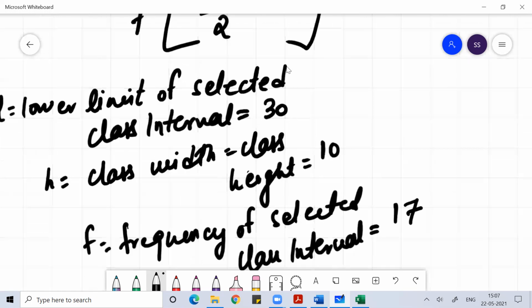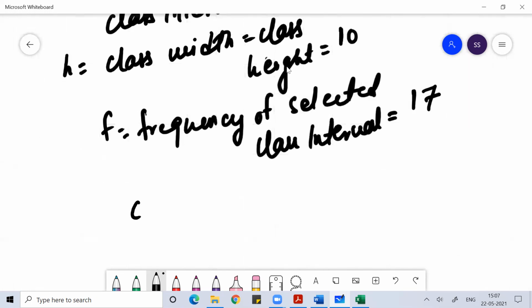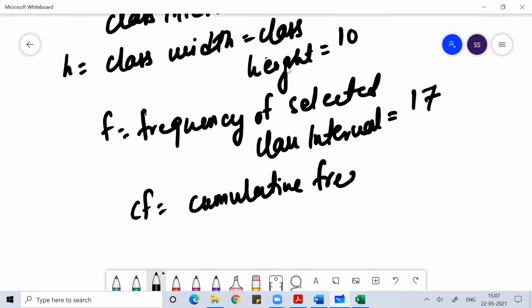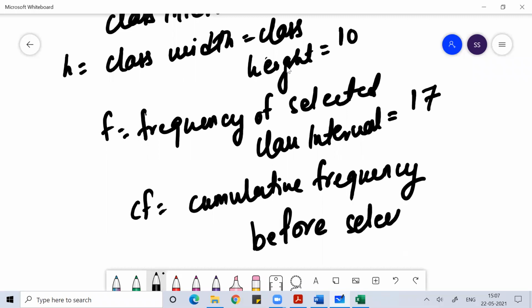Then what is CF? Do you know what is CF? CF means the cumulative frequency. CF is the cumulative frequency before the selected range. That is CF. CF means the cumulative frequency which is before the selected range. That we call CF.